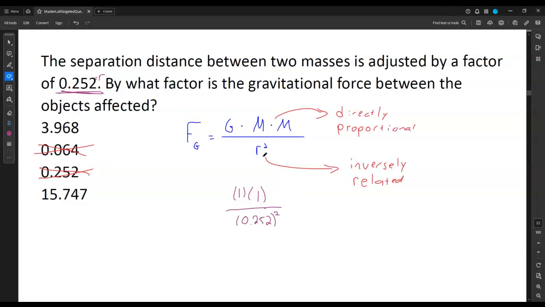What you can't forget is that it's squared. So this is what it means when we talk about the inverse square relationship. If we put something in here, how would it change the answer between different versions of this question? And so you're looking at 1 over whatever the factor is, and then squared. And for this example, ends up being just a little bit under 16. There we go.